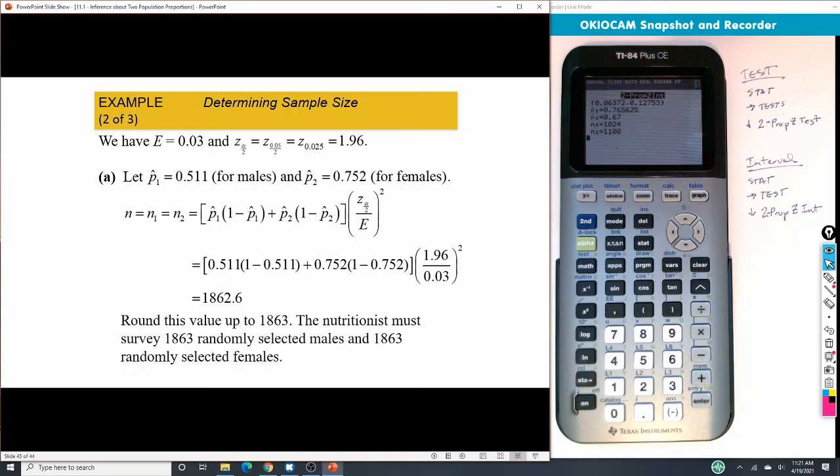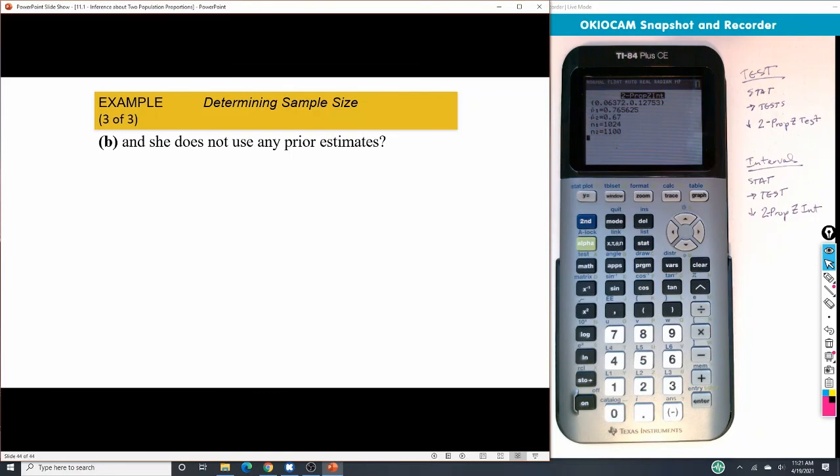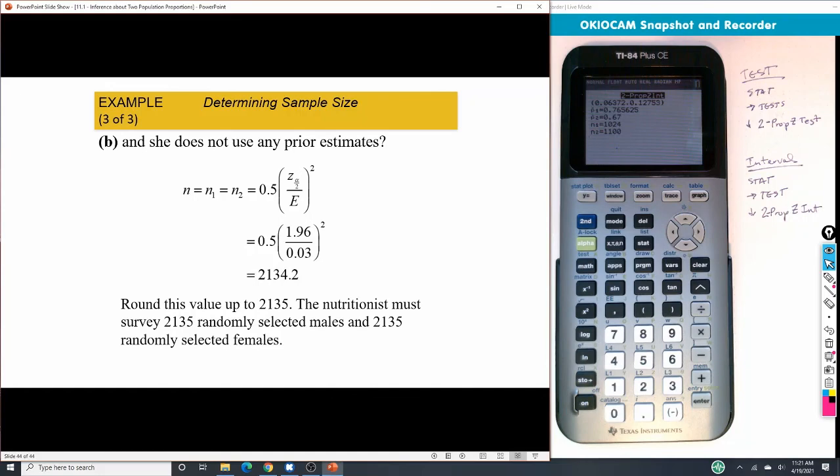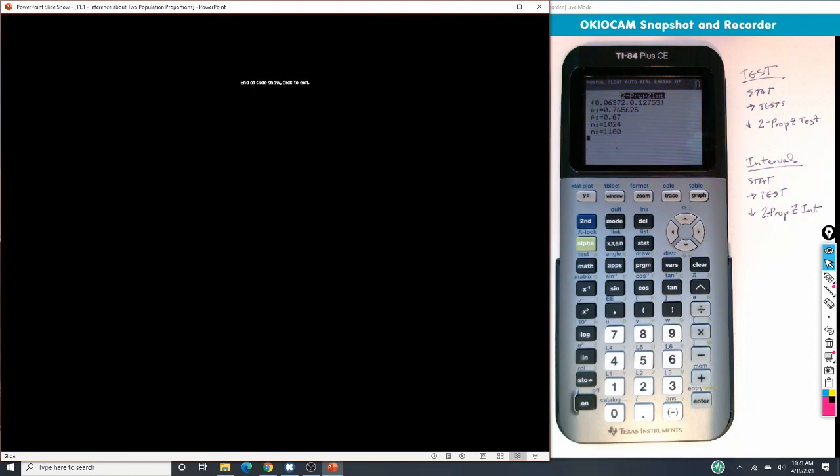And so that means that we would need 1,863 for our survey on those pieces. Now, if we don't know any prior estimates, we use 0.5 for all of that stuff, plug that in, and so that tells us we need 2,135. All right, so those are the things we're going to need here in 11.1.